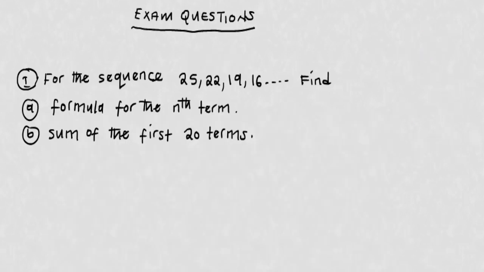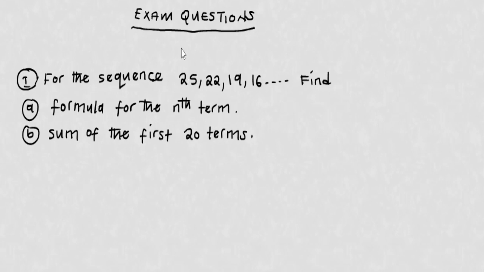Alright, so we'll start with the first one. For the sequence 25, 22, 19, 16, dash dash dash, find a formula for the nth term. Now, before you can find anything, first find out the type of sequence it is. We start with checking if it is an AP. How are we going to do that?